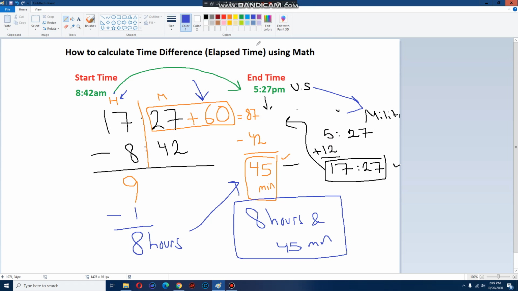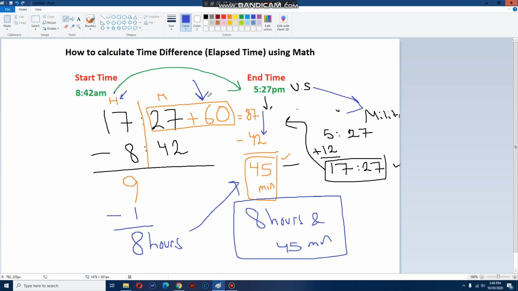This is part 2. So again, back to our problem over here. If you noticed, I had to add 60 minutes to the 27 in order to make it a bigger number, and that was 87. And now I could subtract it by 42, and 87 minus 42 is 45. So my minutes are all set. Now, going back to the hour side, I did 17 minus 8, and I got 9.